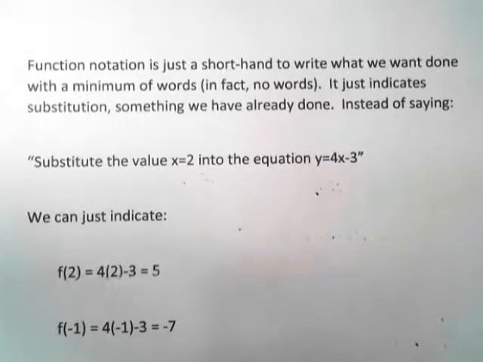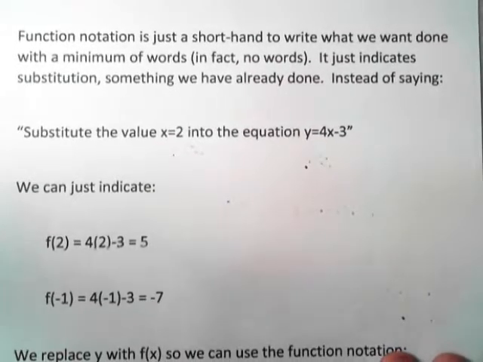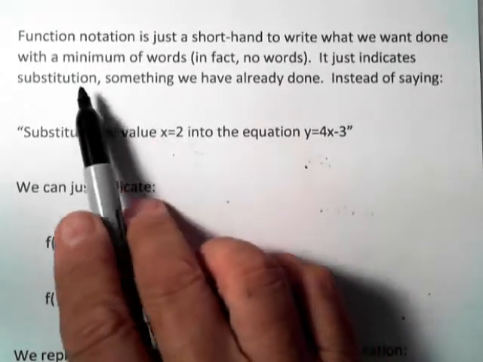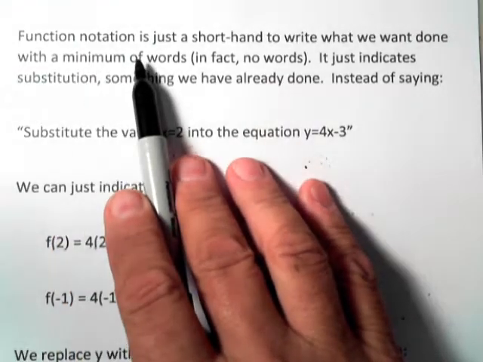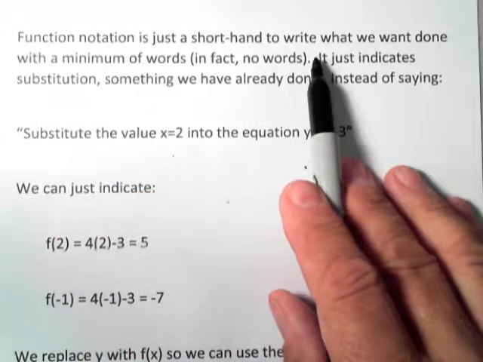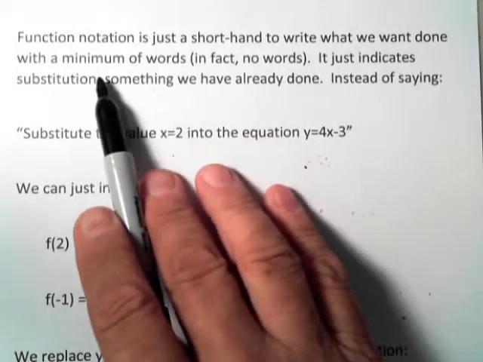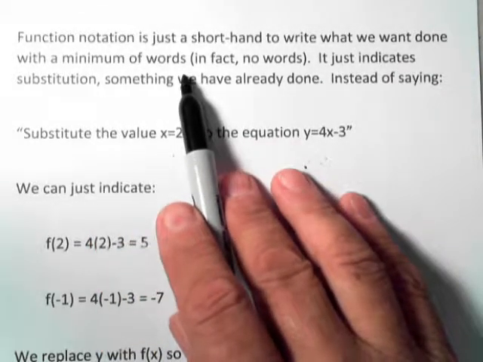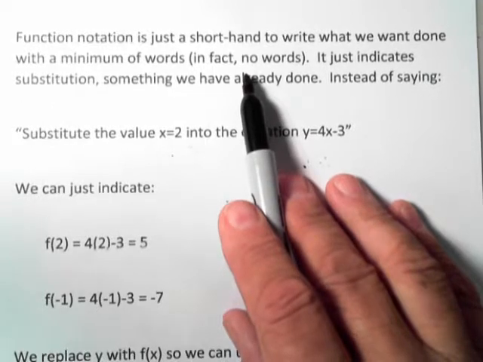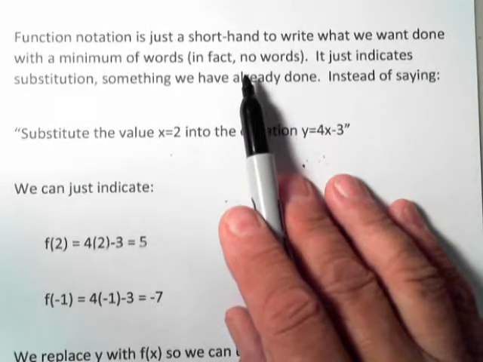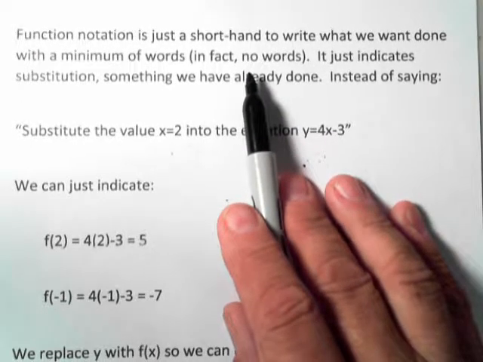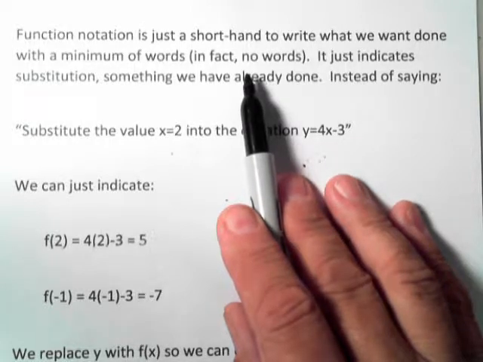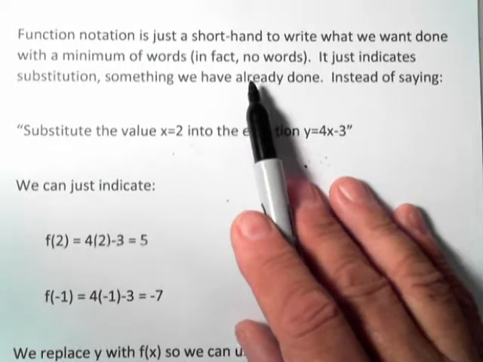And so here comes the useful stuff on this. Function notation, why do we use it? Well, it's actually just a shorthand to write down what we want done with a minimum of words. In fact, really no words at all. And one of the important things as you go along in math, you'll be dealing with things that are more and more complicated. It's nice not to get tangled up in a ton of words, so that's why they invented this function notation. Let's show you how it works.